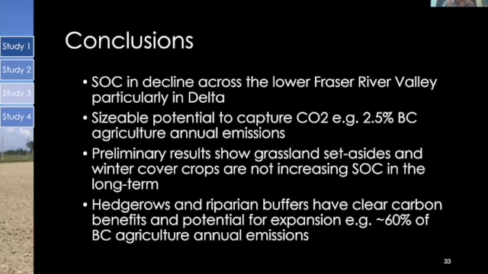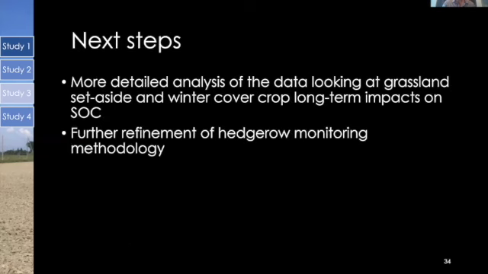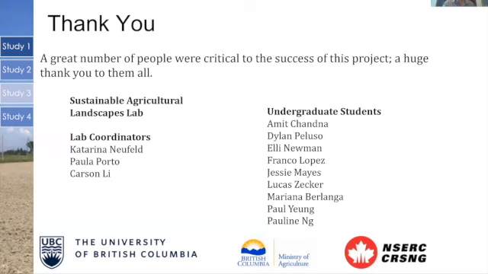And then hedgerows and riparian buffers do clearly have an opportunity here to increase the carbon across the landscape. And right now they represent about 60% of BC annual emissions. And we could imagine that by planting hedgerows and riparian buffers across the landscape, we could help meet those very ambitious targets that we've set out. So the next steps, we need to do some more detailed analysis into those in-field BMPs, and then some further refinement of this remote sensing-based monitoring of hedgerows and riparian buffers.